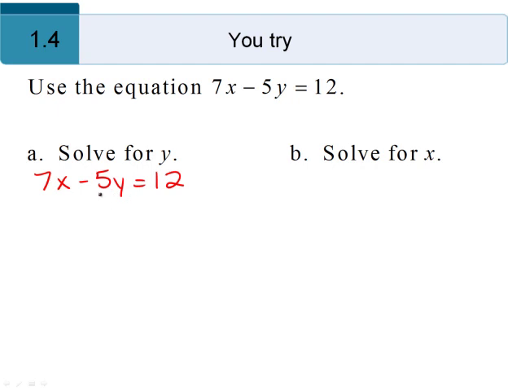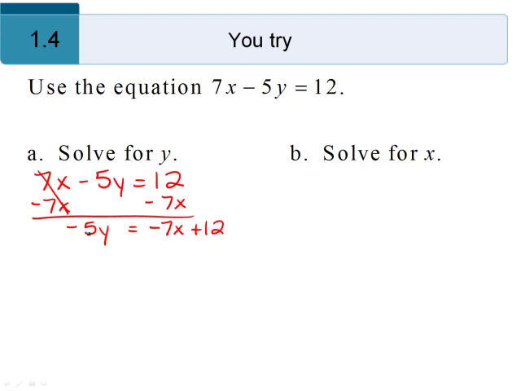So the first thing you need to do is get negative 5y by itself. So I'm going to subtract 7x from both sides. Now, the 7x's are gone. We have negative 5y equals, and you can write this either way. 12 minus 7x, you can't subtract those because they're not like terms. So you could write 12 minus 7x. I'm actually going to write negative 7x plus 12. The reason is later on when we get into graphing in chapter 4, you want to have the x term first.